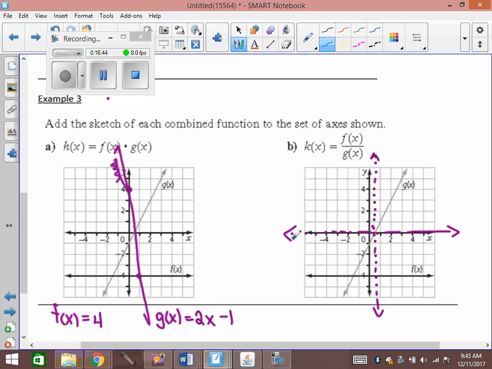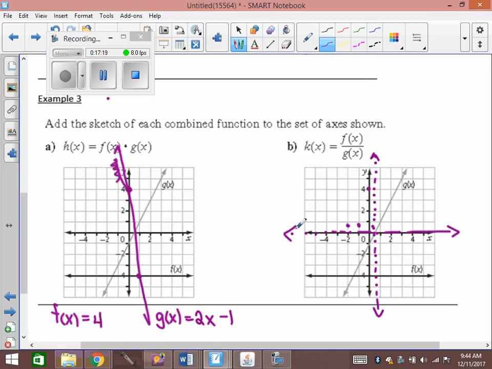So I'm going to start at negative 2. So I'm going to do negative 4 divided by negative 5, so positive 4/5. So like here. This one's going to be negative 3 divided by negative 4, so positive 3/4. Positive, and I drew it in the positive but said negative. Good job. This one's going to be negative 4 divided by negative 1, so positive 4.